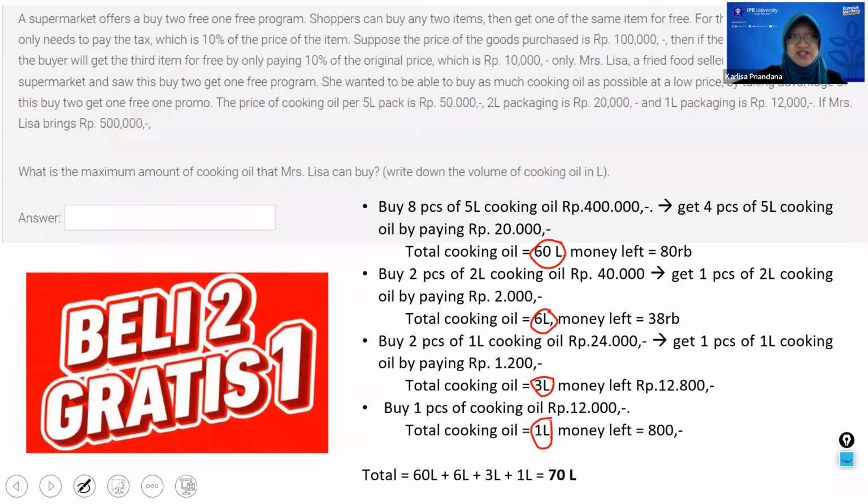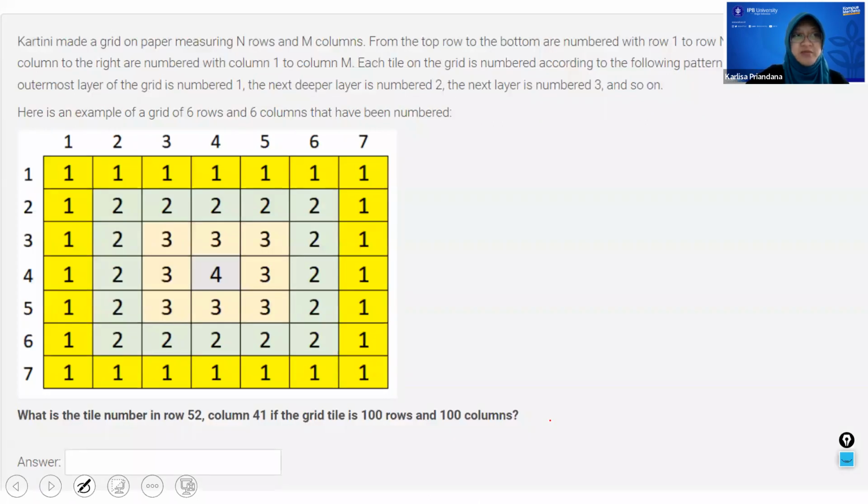Let's move on to the next question. Question number 4. You can pause the video first, read the problem, and then try to find the answer first. I hope you already tried solving the problem by yourself.